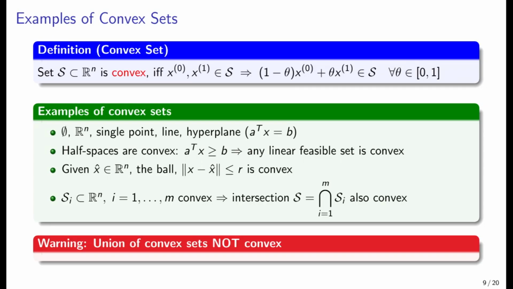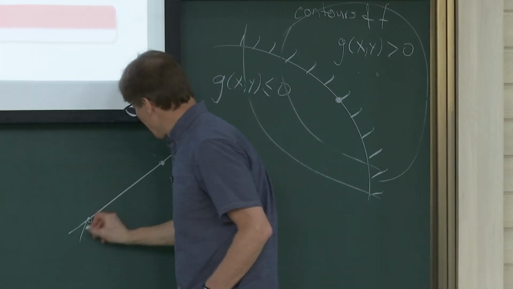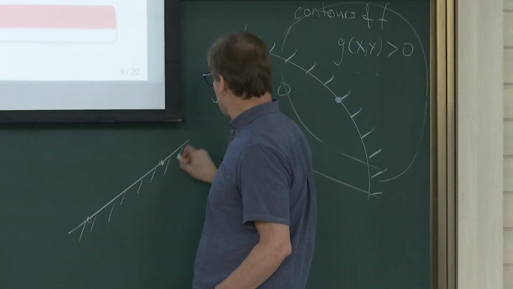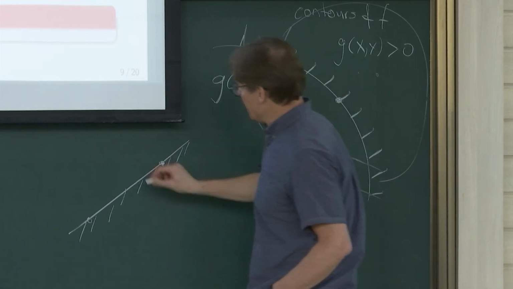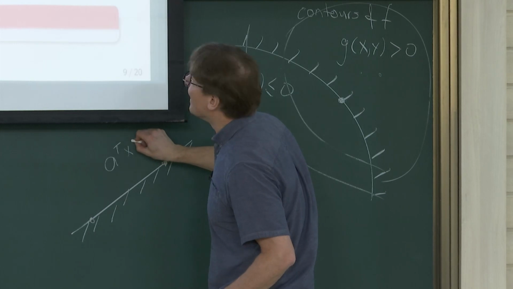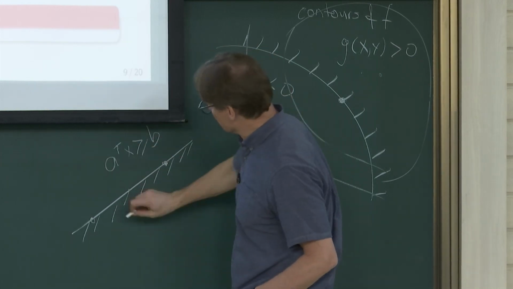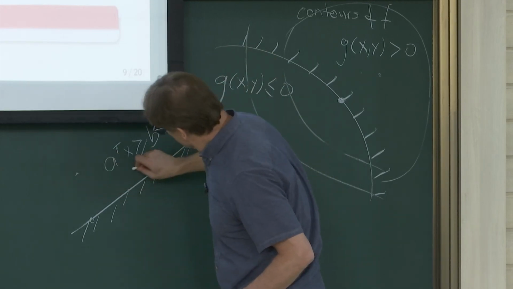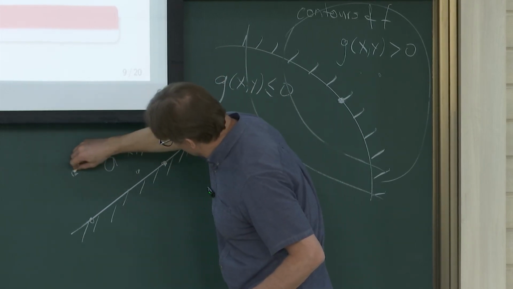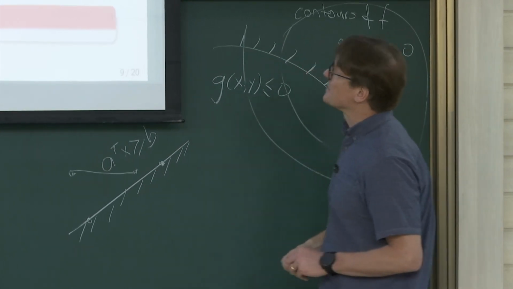Likewise, half spaces, so A transpose x greater or equal to b, so that would be points that lie on one side of a hyperplane, and I'm always going to shade the infeasible region with these shaded things, so A transpose x here is greater or equal to b. That's again a convex set because if I take 2 points, x0 and x1, I join them up, they're always going to lie in the set. And you can try any combination of those that you like.